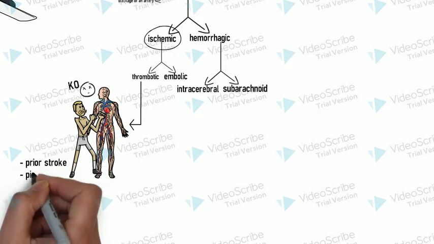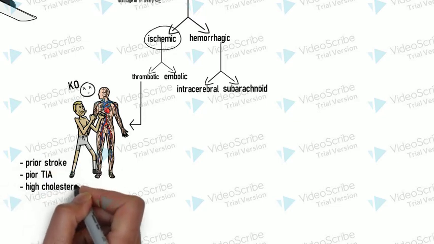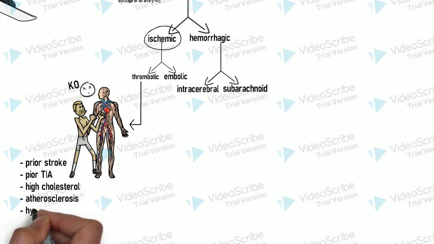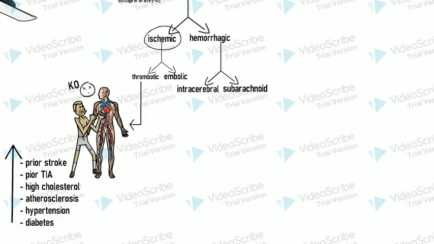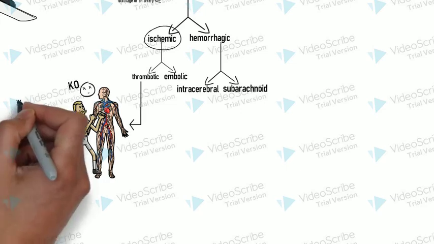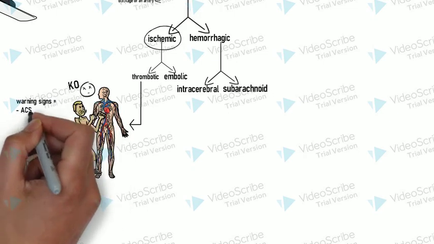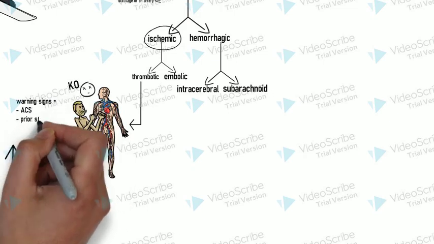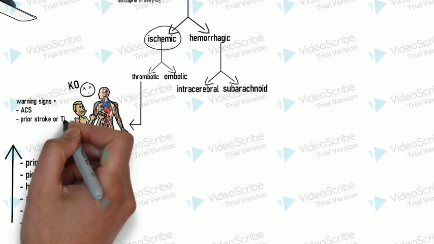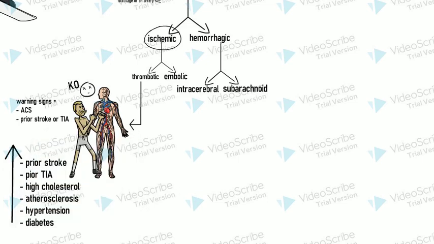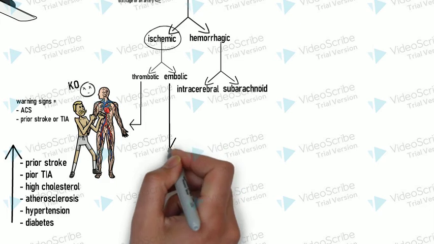People who have a history of a prior stroke or a transient ischemic attack, high cholesterol, atherosclerosis, hypertension, or diabetes are at high risk for a thrombotic stroke. It has also been found that having a history of acute coronary syndrome or ACS and a prior stroke or transient ischemic attack often precede a thrombotic stroke.